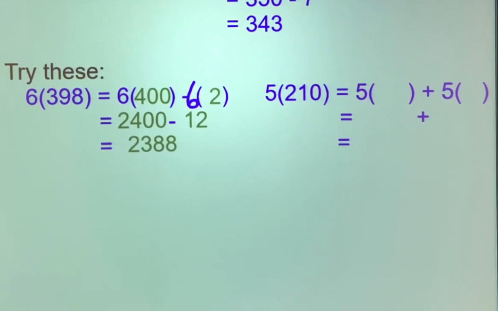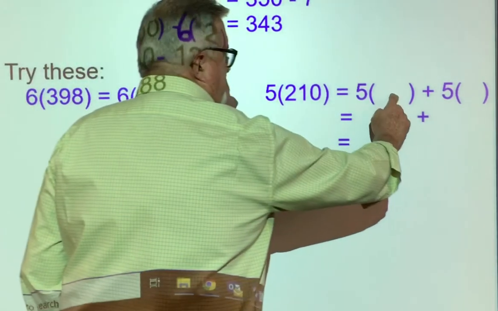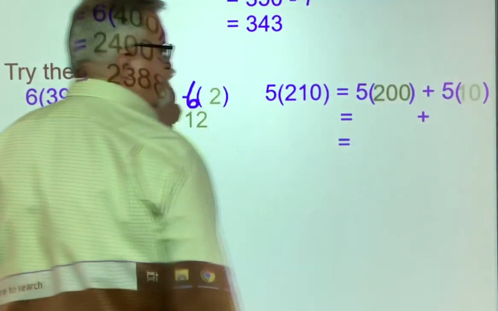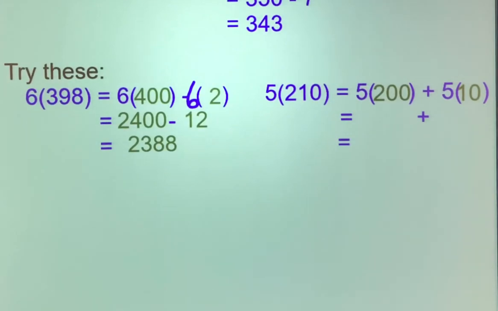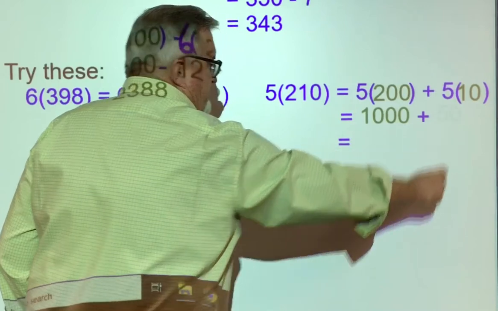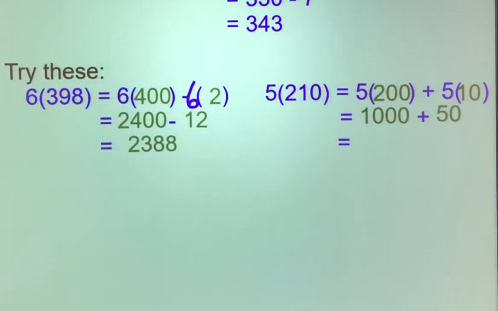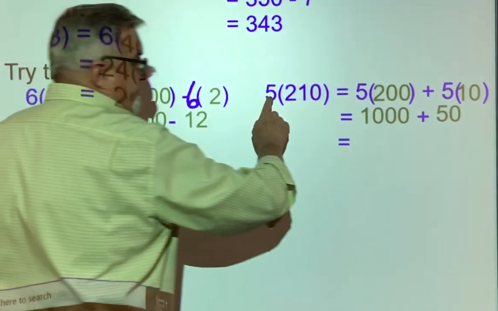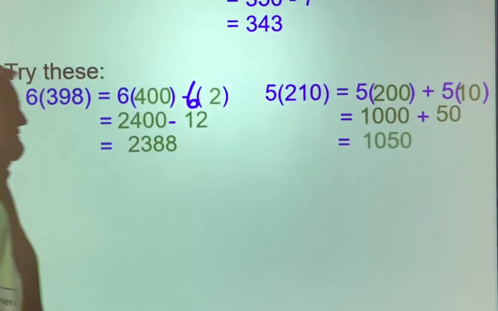Okay? On the other side, we have 5 times 210. Well, I can pull that 210 apart and write it as 5 times 200 plus 5 times 10. Well, 5 times 200 is 1,000, and 5 times 10 is 50. So that's going to give us a sum, or in this case, a product of 1,050.